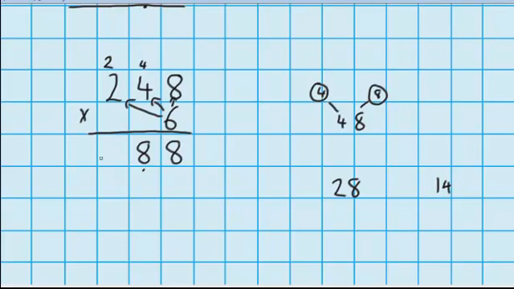Again, I can't write 14 in one column, so I'm going to put the 4 hundreds in the hundreds column and the 1,000 in the thousands column. You'll notice how the 1,000 went straight down here rather than up here, and the reason it did that was because there's no numbers in the thousands column left for me to multiply. So 248 times 6 is 1,488. Let's try one last question.